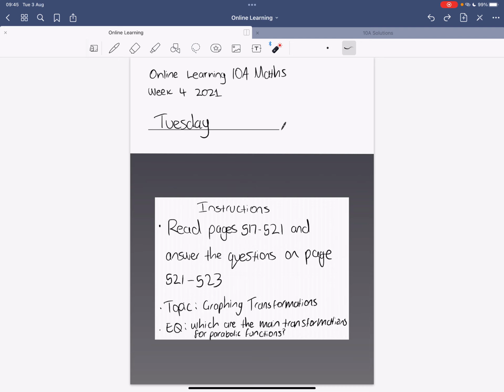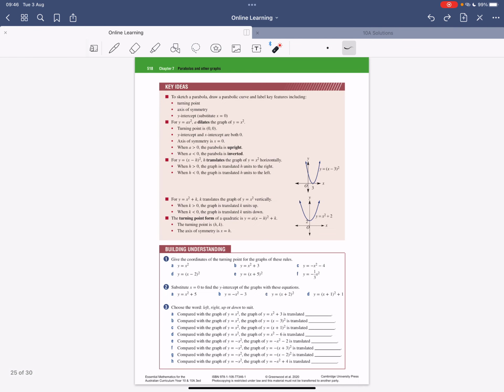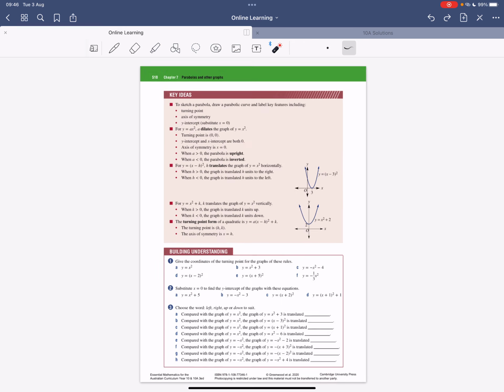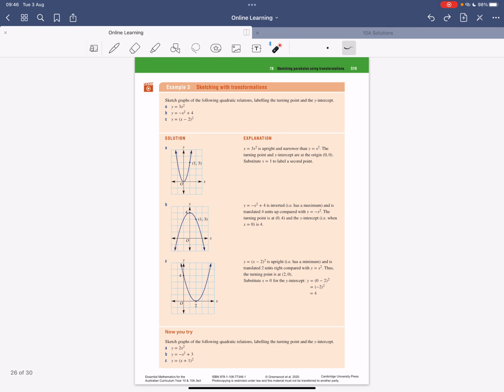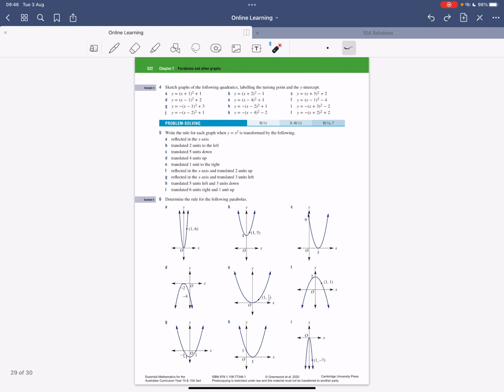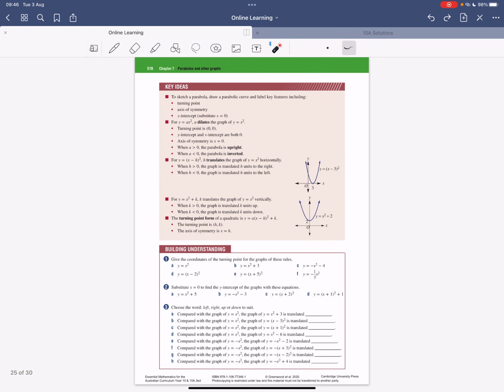All right. So with the work that you've been given, I've got some key ideas here on this page. These are the key ideas for today's lesson, and we'll go through these examples together, and then there are questions for you to do independently. And if you get stuck, let me know, and I'll just help out where I can.